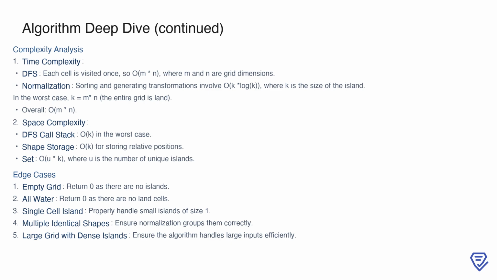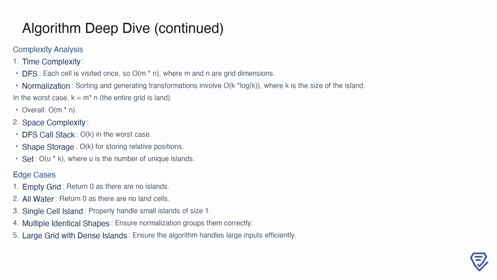Now let's analyze the complexity of the algorithm. For time complexity, the DFS visits each cell once, so traversing the grid takes m*n, where m and n are the dimensions of the grid. Normalization involves sorting and generating transformations, which takes k*log k, where k is the size of the island. In the worst case, k could be the total number of cells, or m*n, making the overall time complexity m*n.